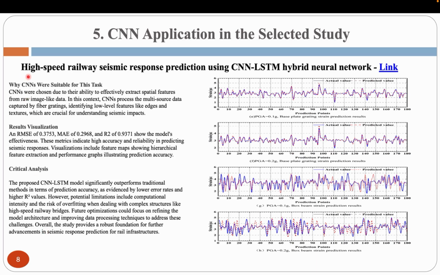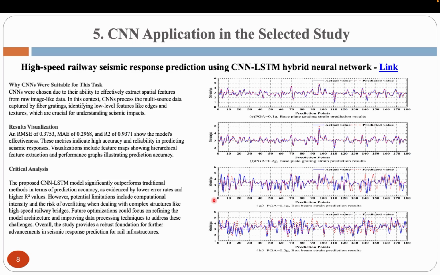Here I will be talking about why CNNs were very suitable for this research paper. Since we know that CNNs excel at processing raw data like fiber grating input, and they take low level feature identification, capturing edges and texture, critical for seismic analysis. Then we have the metrics, as you can see here: RMSE, root mean square error, then MAE, then R square. We can see the values in the graphs: the top graph, middle, and the bottom.